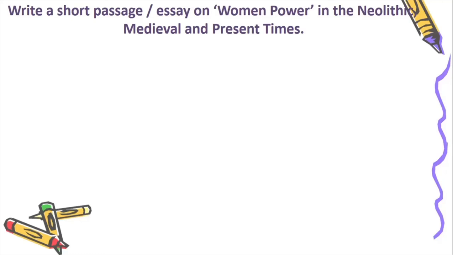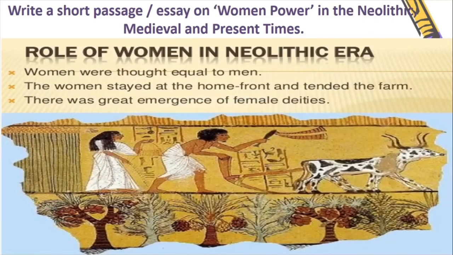So, in the Neolithic period, women were thought to be equal to men. Now, women stayed at home and they tended to farms, etc. There was also a great emergence of female deities, means goddesses. Okay? Now, you can look at the internet, go to Google and find out more about the role of women in the Neolithic. Neolithic means ancient times.